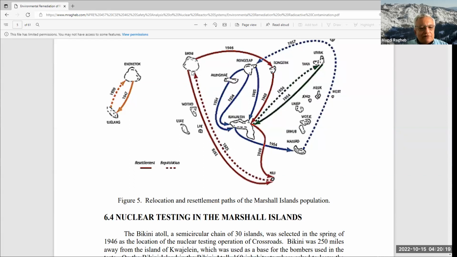For instance, from Bikini, some people were taken to the Kili island in 1975, and then relocated back. All these arrows show you how people tragically have been moving from one place to the other, escaping the contamination with radioactivity.